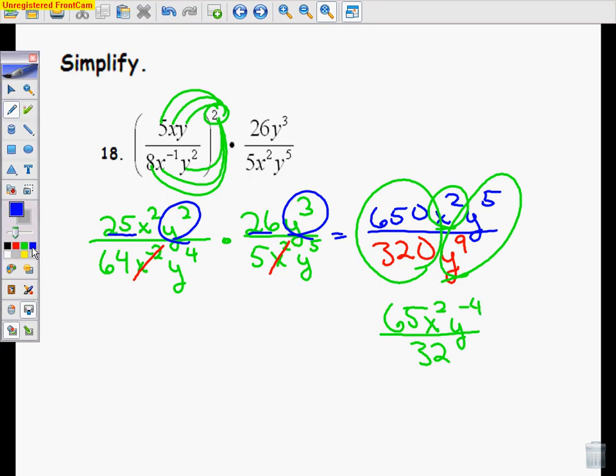Now, the issue is that we have this base that has a negative exponent. And you're not allowed to leave expressions with negative exponents in them. The way we get rid of that is by moving its position again. So the 65 doesn't have a negative exponent. That's going to stay where it is. Same with the x squared. Same with the 32. They all stay in position. This y to the negative fourth, that's the only thing that moves, because that's the only thing with a negative exponent. So it goes down to the denominator, and the exponent becomes positive. And there we go. This is our answer.